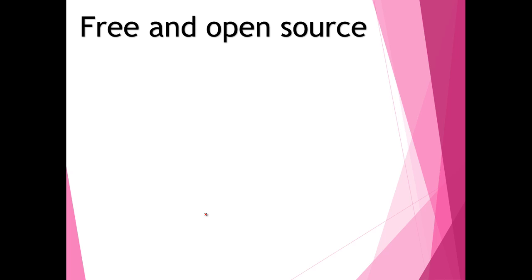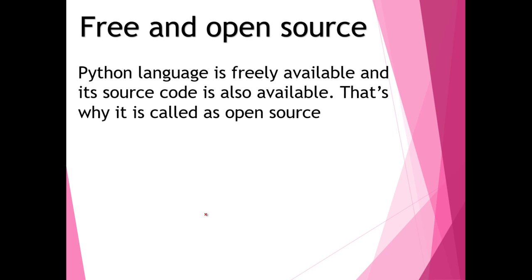Okay, and also it is open source. It means that from that website you can also obtain the source code. So after getting the source code, you can also learn how this language was developed, what is the code behind developing this language. So the first feature is free and open source. It means Python is freely available. You can easily download it from the website, and its source code is also available from there. That's why it is called open source. I hope it is understood by you that open source means the source code of the language is freely available to the user.